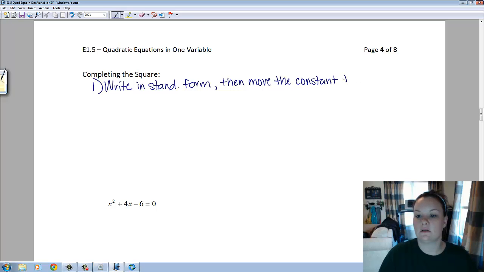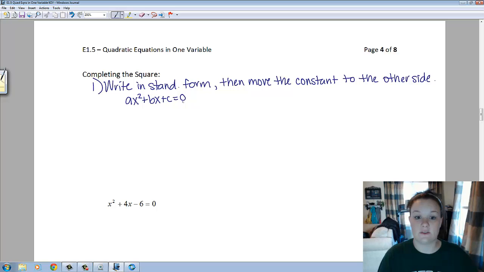So what we want to end up with in essence is ax squared plus bx plus c equals 0, but then we want to move the constant to the other side. Okay, so I would subtract c. Now I'm not going to use a negative because I don't know what c is. So in essence, we want to end up with something that looks like this. Now once we have all the x terms on one side and the constant on the other, then we can go ahead and start the completing the square process.